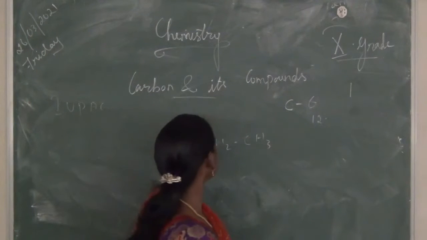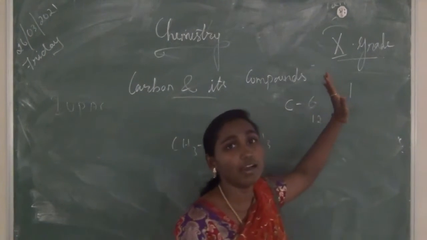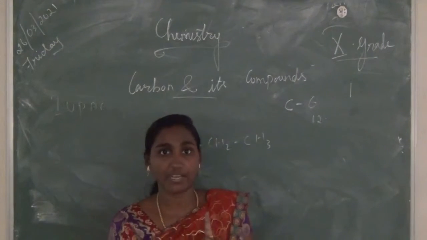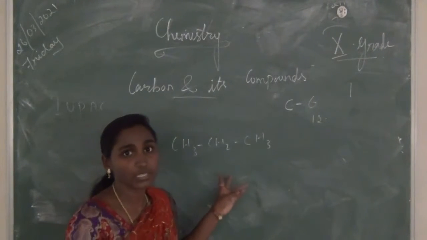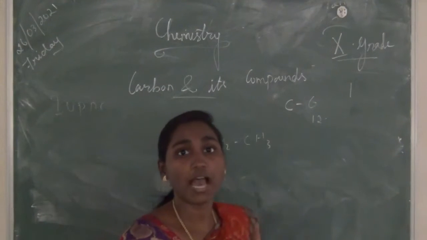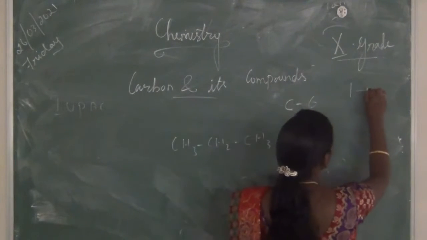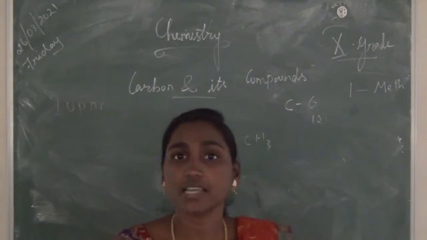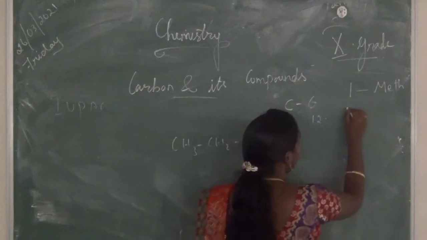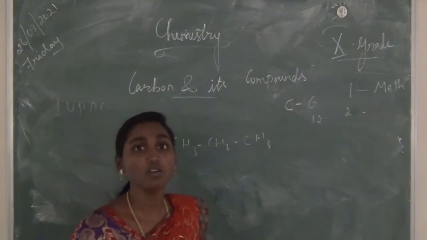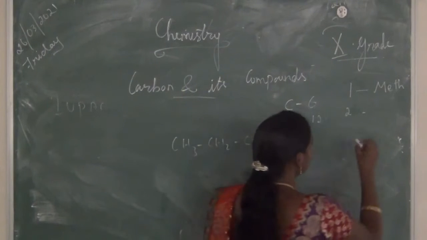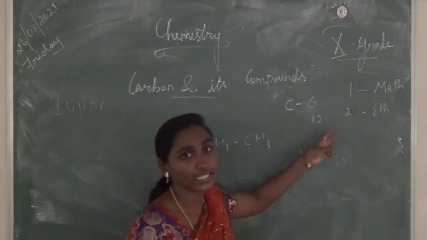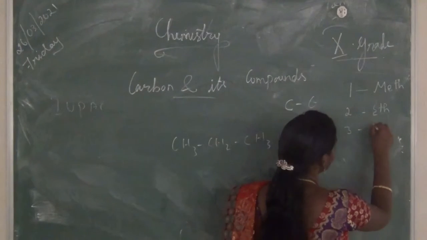Before studying IUPAC nomenclature, we learn some root words. This compound has how many carbon atoms? 3. If a compound has one carbon atom, the root word is meth. If a compound has 2 carbon atoms, the root word is eth.